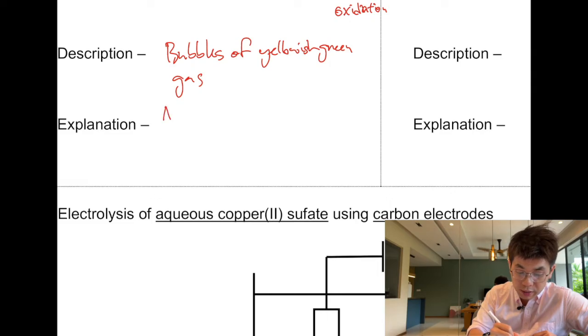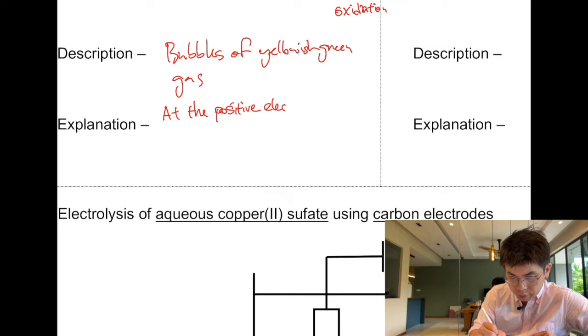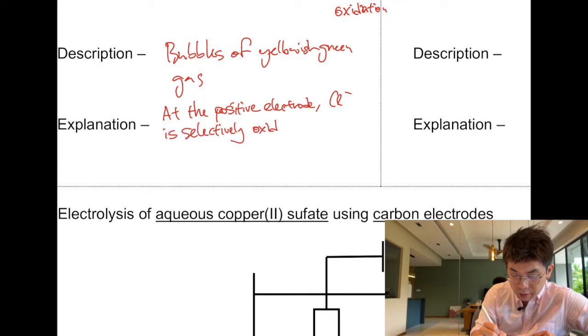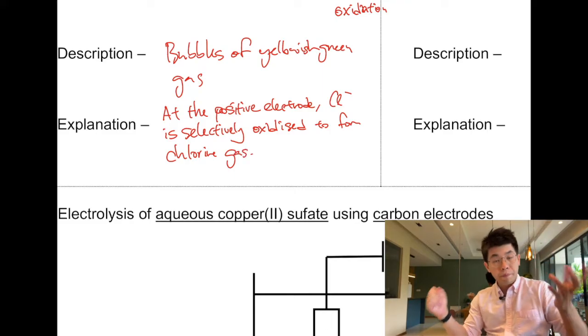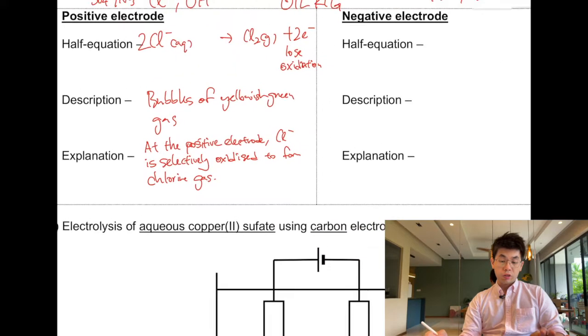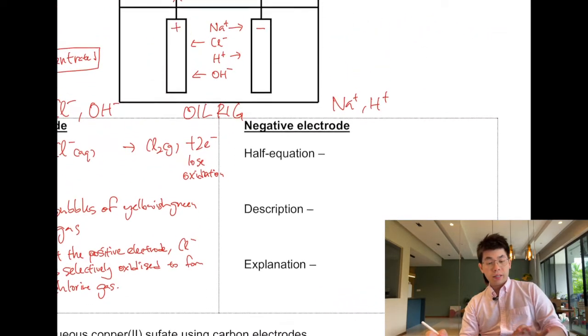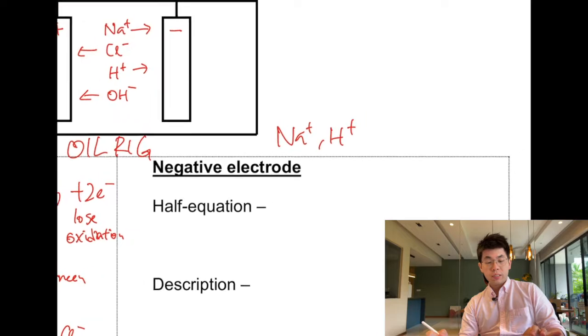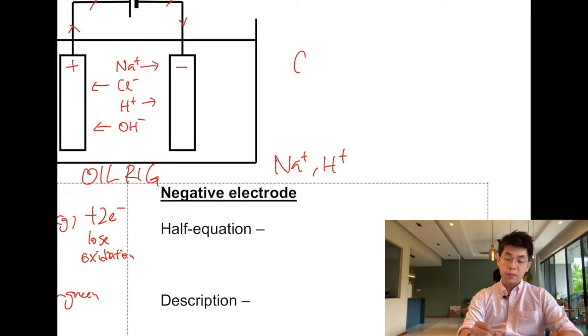Location: at the positive electrode, Cl-, the chloride ion, is selectively oxidized to form chlorine gas. And this selection happens because it is more concentrated. Now, if we look at the negative electrode, the interesting thing here is, can you all please write this down?